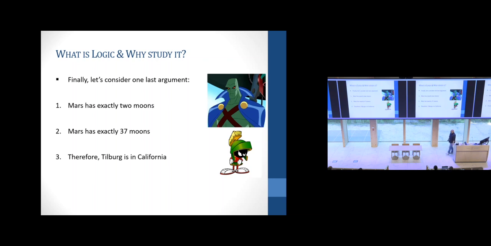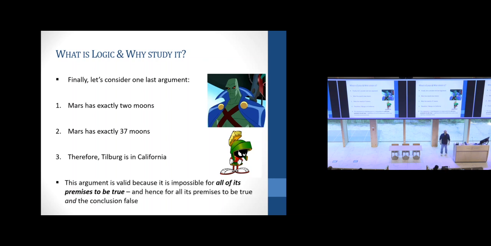This argument is valid. Weird, but it is. Because it's impossible for all the premises to be true and the conclusion false. So validity is going to be our big stalking horse. This is the concept we're going to be tracking and trying to capture in various different ways. We've already sort of seen, it's a little bit funny, but it is a wonderful, wonderful notion.